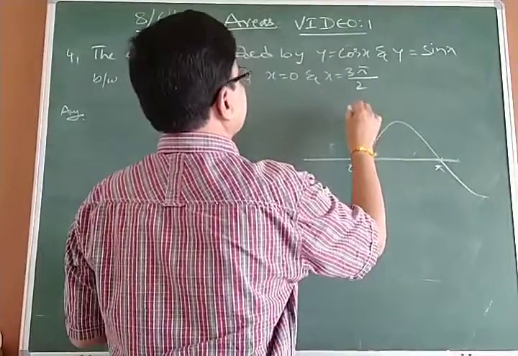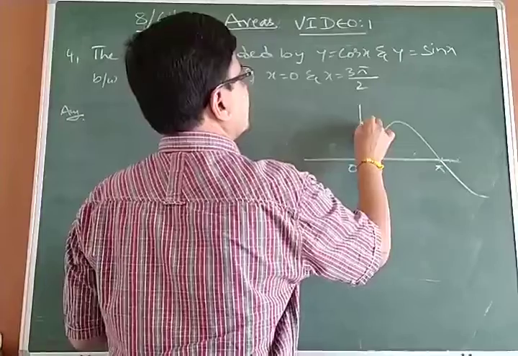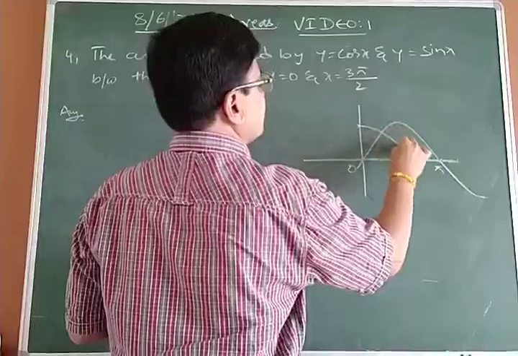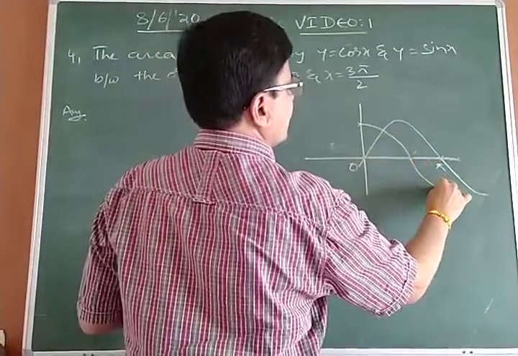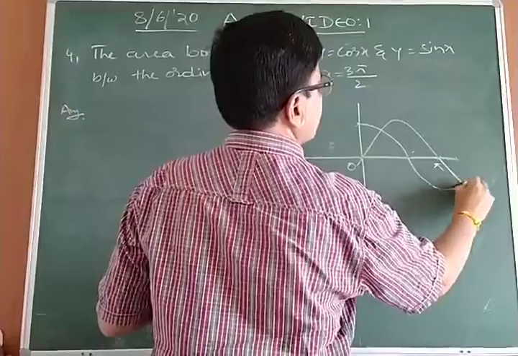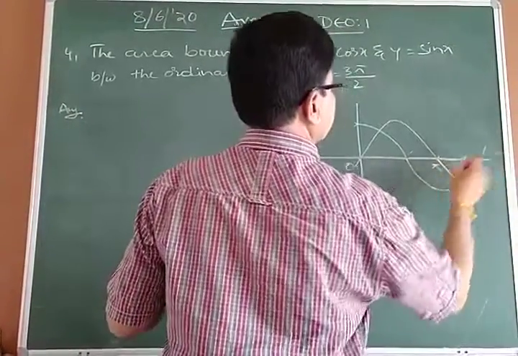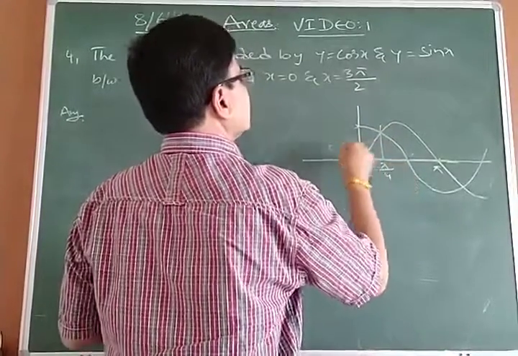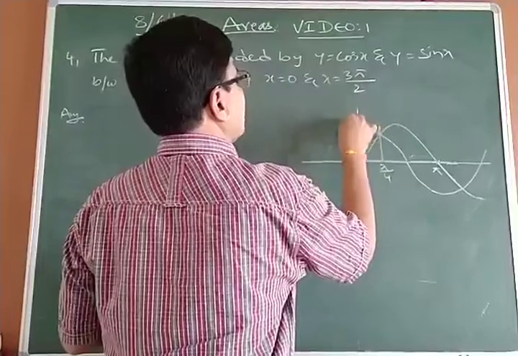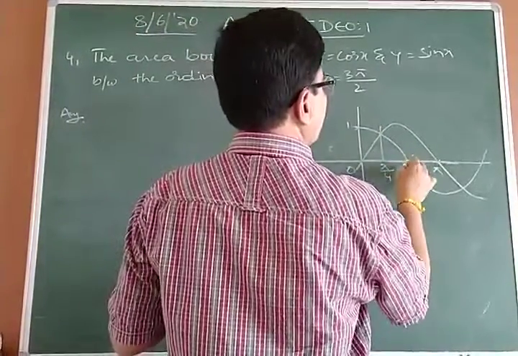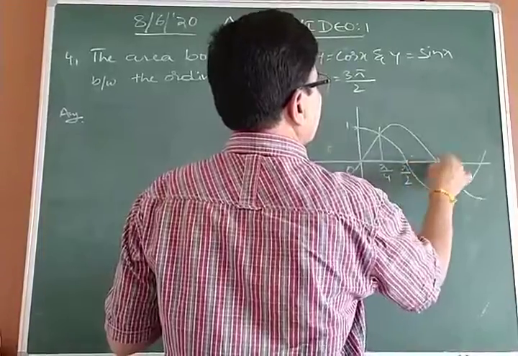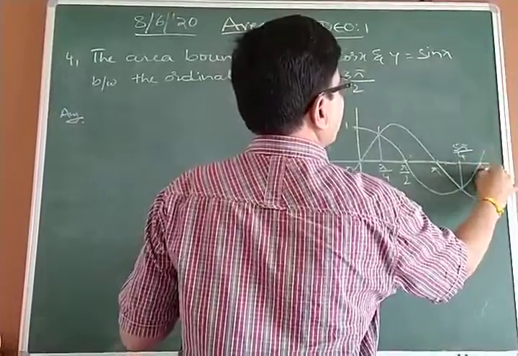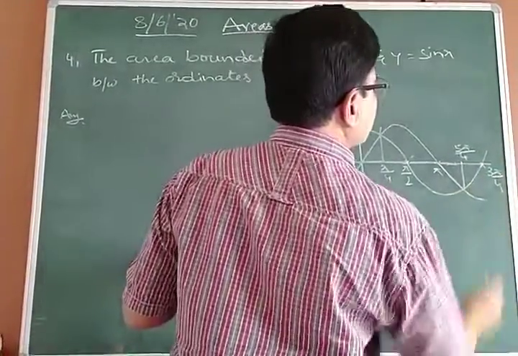Now y is equal to cos x. Cos x does not pass through origin. It is 1 at 0, and it is 0 at pi by 2. At pi it is minus 1 and it is like this. These two curves intersect at a point pi by 4, and this is 1 unit, and this is pi by 2, and 5 pi by 4 and 3 pi by 4, 3 pi by 2.